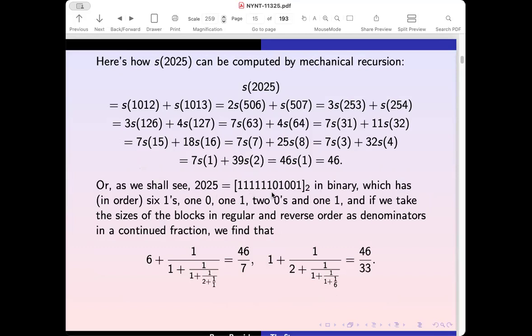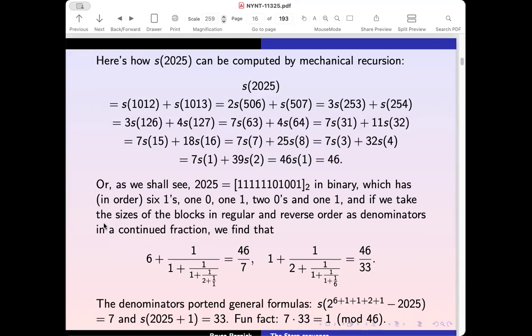If you write 2025 in binary, you notice that there are 6 ones, 1 zero, then 1 one, then 2 zeros, and 1 one. If you use these as the denominators in a finite simple continued fraction, if you take them in regular order, you get 46 over 7. And if you take them in reverse order, you get 46 over 33.